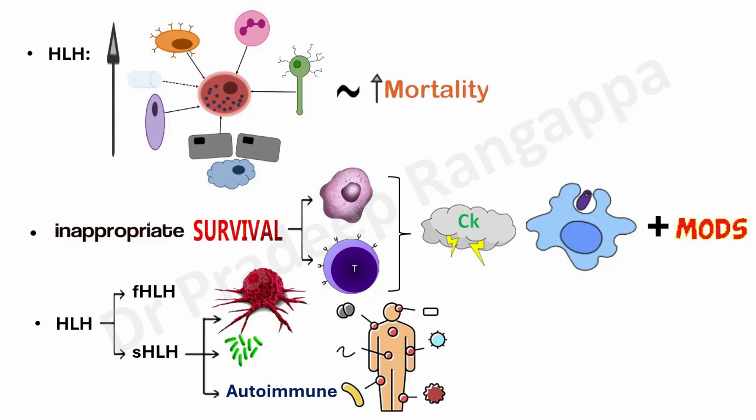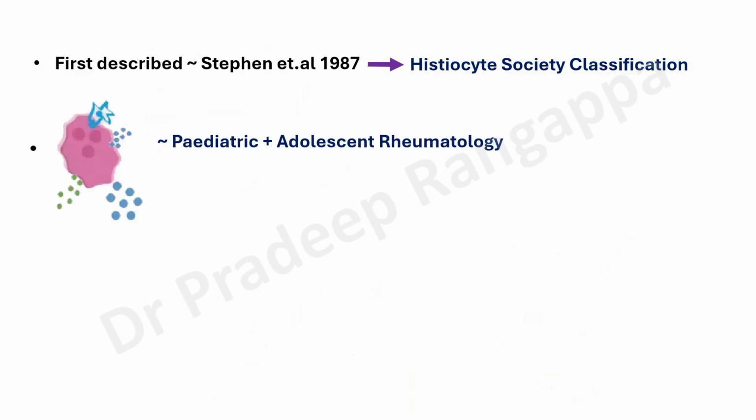Macrophage activation syndrome is a nomenclature or term given to HLH that is triggered by an autoimmune condition. That is when we call it macrophage activation syndrome. As you see, the difference is not much. It is just about the nomenclature, and there are subtle differences. It is a term given for HLH where the underlying etiology or trigger is an autoimmune condition. It was first described by Stephen et al. in 1987, and this was endorsed by the Histiocyte Society classification. This is the morphology of the macrophage, which is activated, releasing a lot of cytokines.